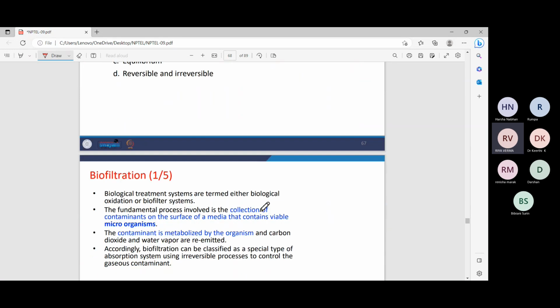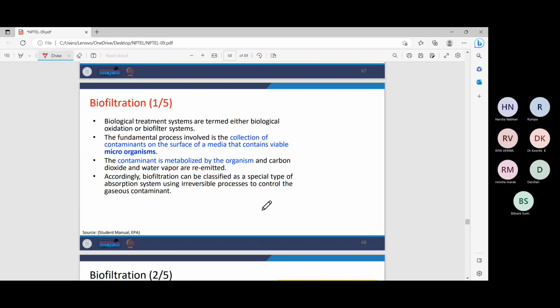So let's discuss this biofiltration. These treatment systems are termed either biological oxidation or biofilter systems, and the fundamental process involved is the collection of contaminants on the surface of a media that contains viable microorganisms. In this process the contaminants get collected onto the surface of a media, and that media has microorganisms present on its surface. So the contaminant is metabolized by the organisms, and carbon dioxide and water vapor are re-emitted.